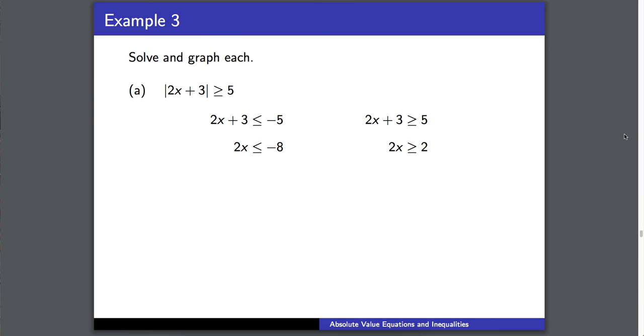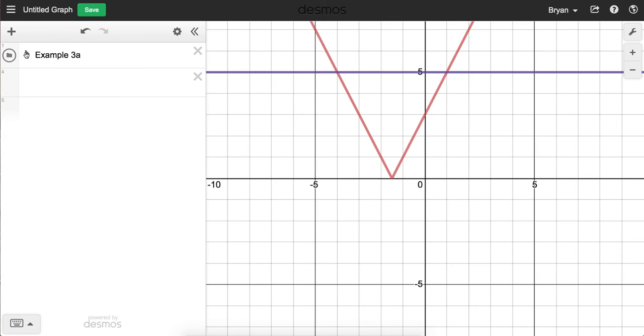Subtracting 3 from both sides in each inequality, we get 2x is less than or equal to -8, or we have 2x is greater than or equal to 2. And so dividing both sides by 2, we have x is less than or equal to -4, or x is greater than or equal to 1. So closed circle at -4, shade to the left. Closed circle at 1, shade to the right. So any number that is either at or below -4 or at or above 1 will make this original inequality true. Again, we can look at this from a graphing perspective.